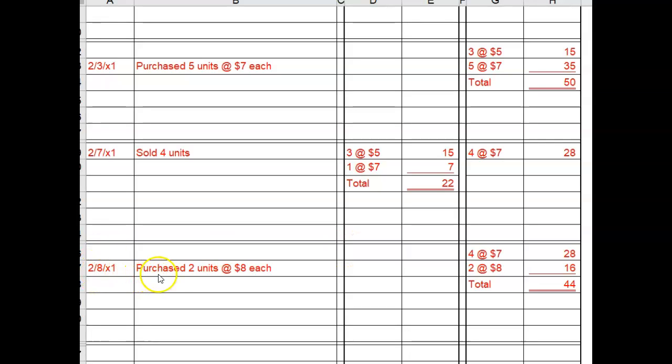Then we purchased 2 units at $8 each for an additional layer of $16 worth of inventory, for a total of $44 worth of inventory available for sale at that point. Why don't you go ahead, bring these 2 pieces, don't bring the total down, but just these 2 pieces of inventory down to the next box, and then add the purchase on February 20th. When you finish, start the video again and check your work.